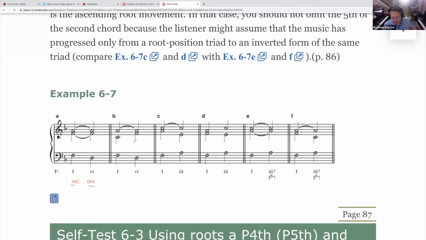So the 1 and the 6 chord share 2 common tones, F and A in this situation where we move down by a third. In example B, same common tones. However, we have our 5th here, and that's not one of our common tones, so we do have to move. So we have FAC going to DFA.